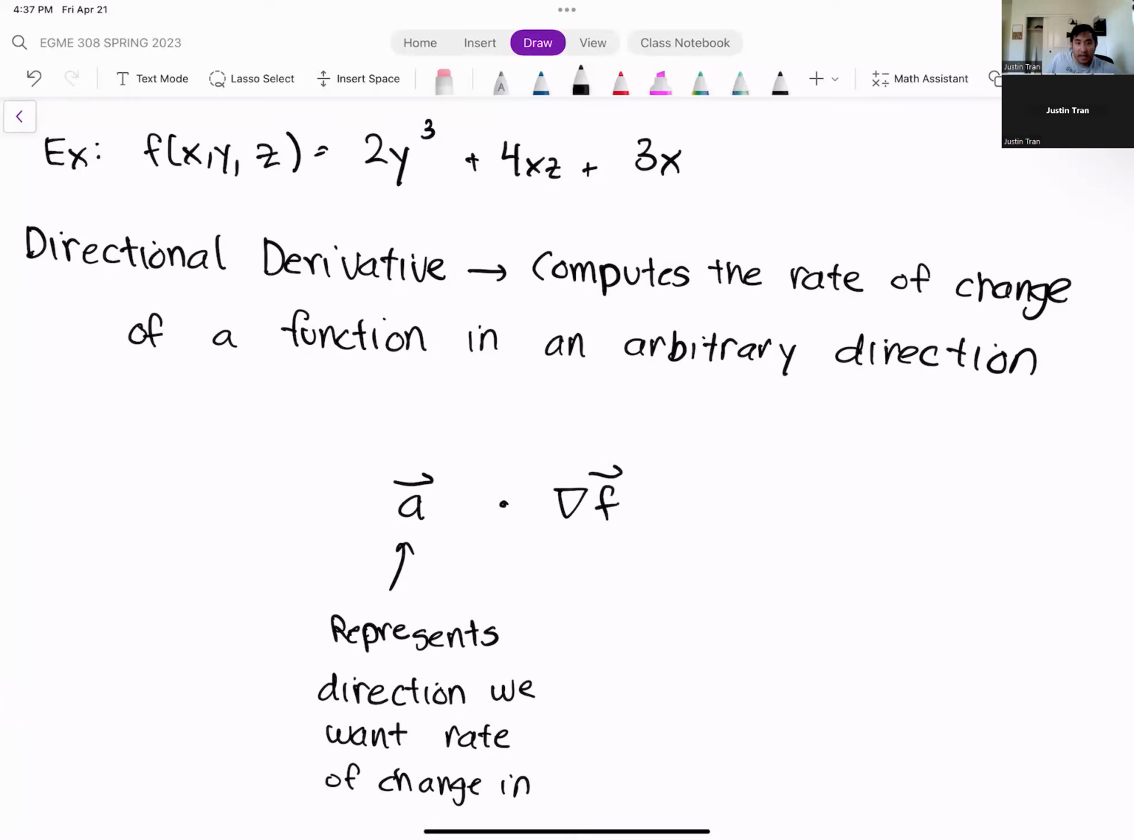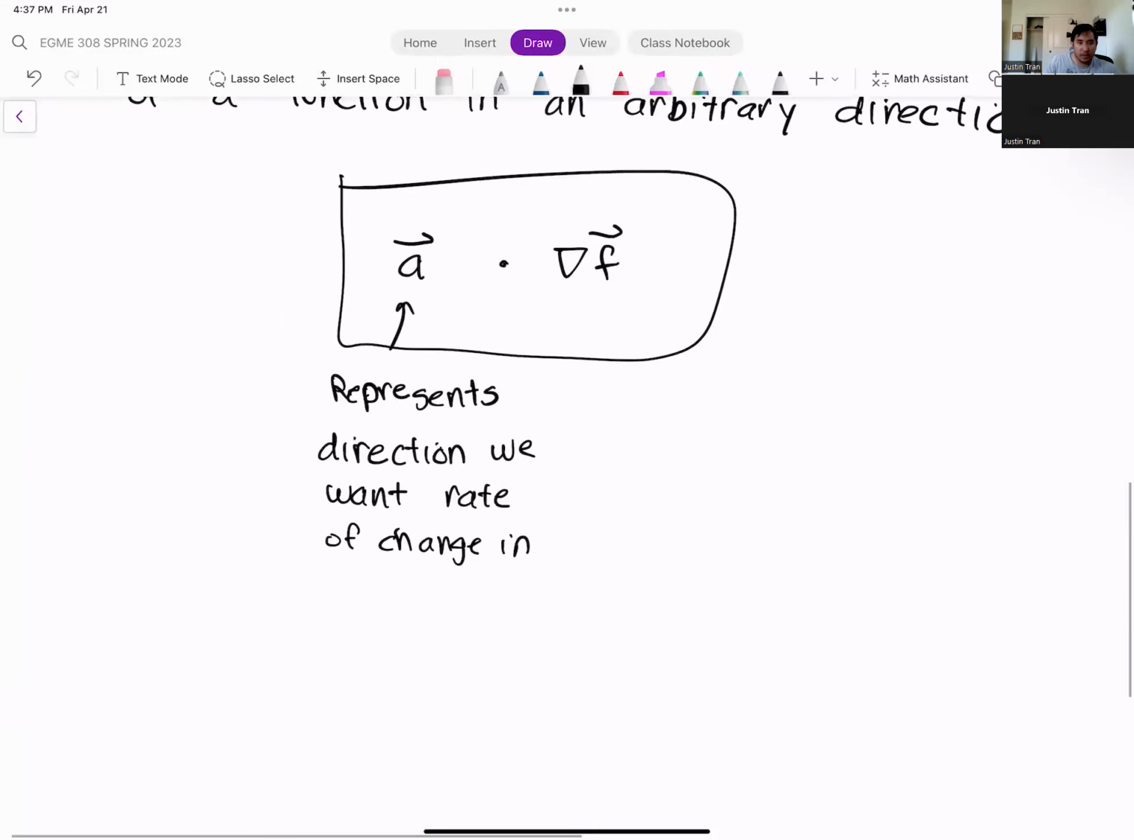We're going to take that and take the dot product with the gradient. Right. And so in the end, you get a scalar quantity that represents the rate of change in the A direction. Okay. So that's a pretty straightforward application.